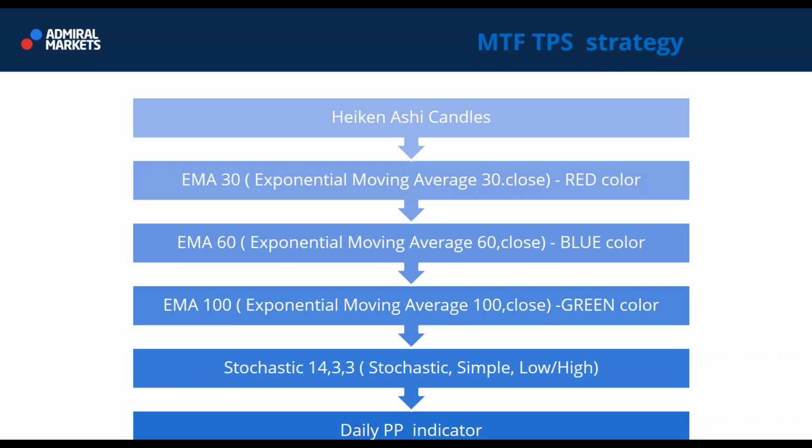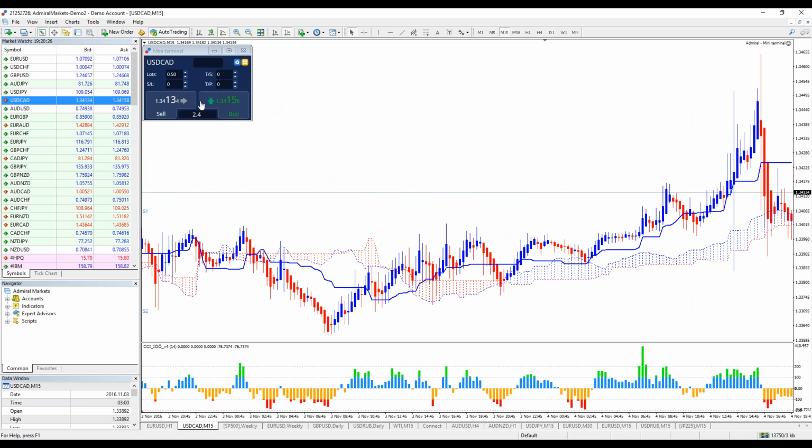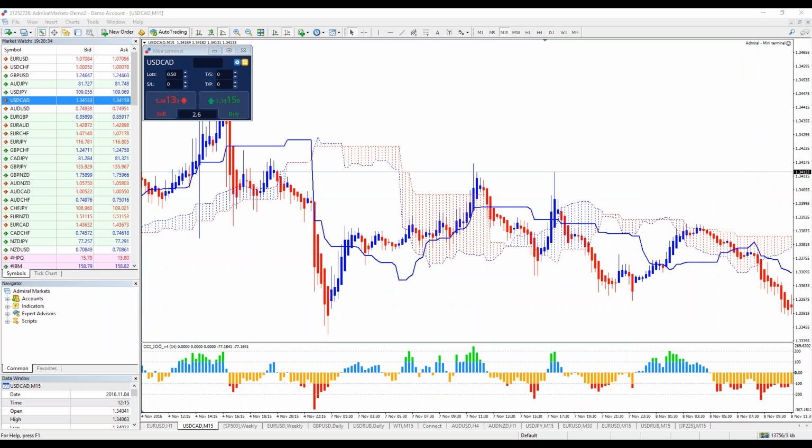Okay, so this is the strategy that actually uses EMA. So EMA 30-60-100, Heiken Ashi candles and stochastics, 14-3-3 set at stochastic simple low high. And you should have the daily pivot point indicator. I advise you to use the Admiral Markets pivot point. It's very good. It's actually a daily pivot indicator, and you can find it on your platform. Of course, if you're actually a trader of Admiral Markets, you will find the indicator integrated in the platform.